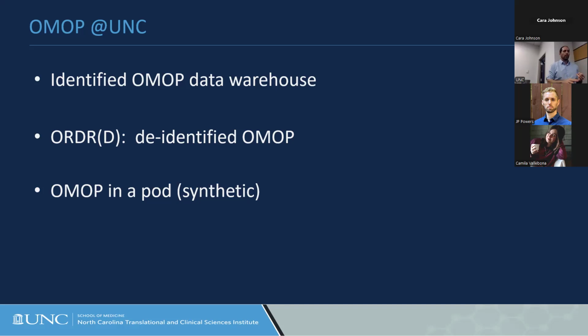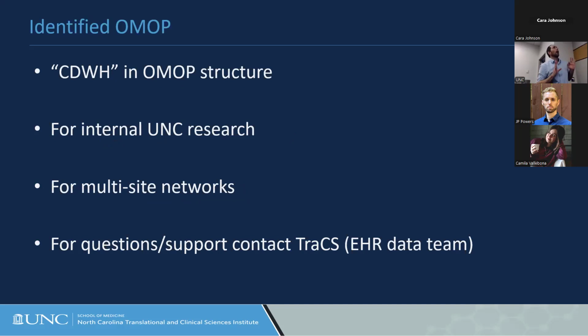Or I'll talk about that more in a second. We also have ordered, which is our de-identified OMOP data repository. And we also have OMOP in a pod, which has synthetic data. So our identified OMOP is basically our version of CDWH in OMOP structure. This is for internal UNC research.